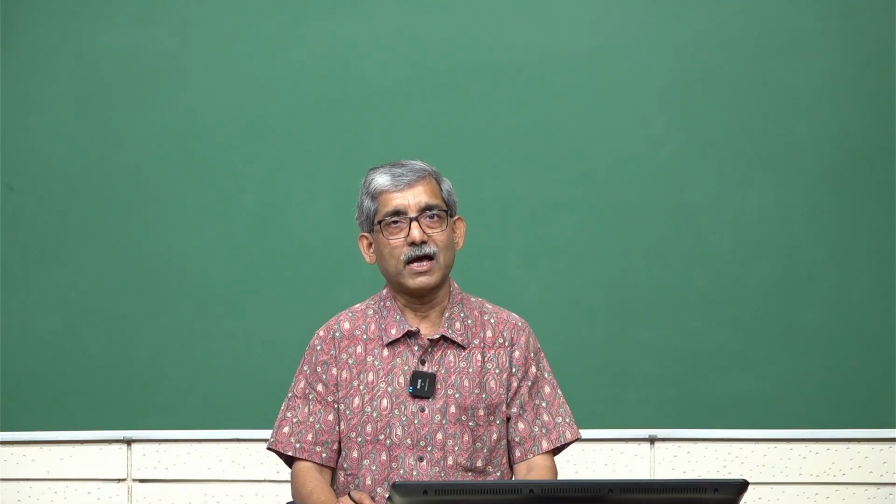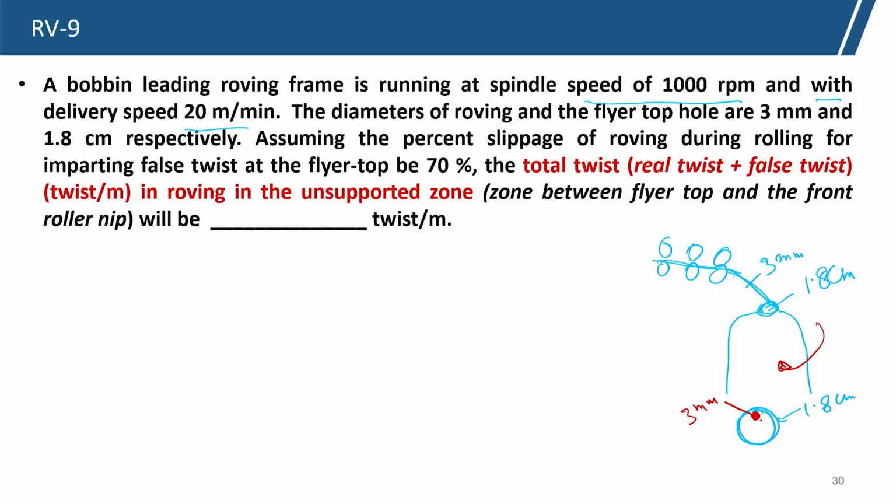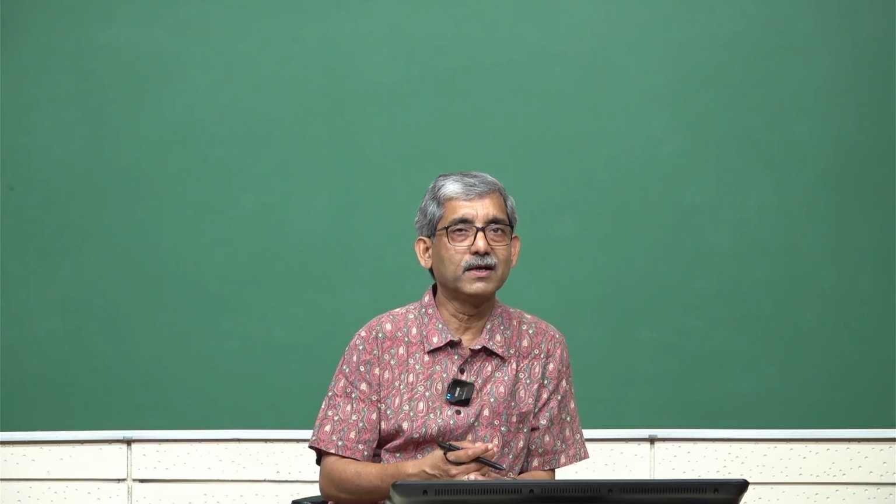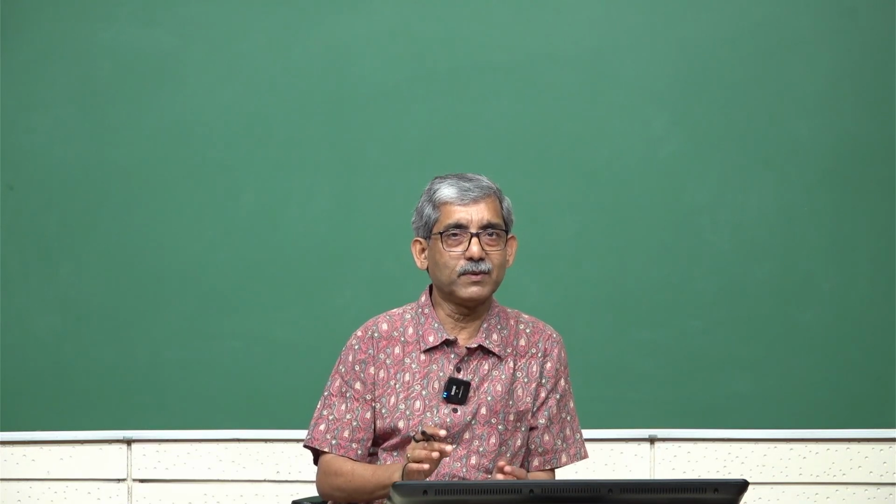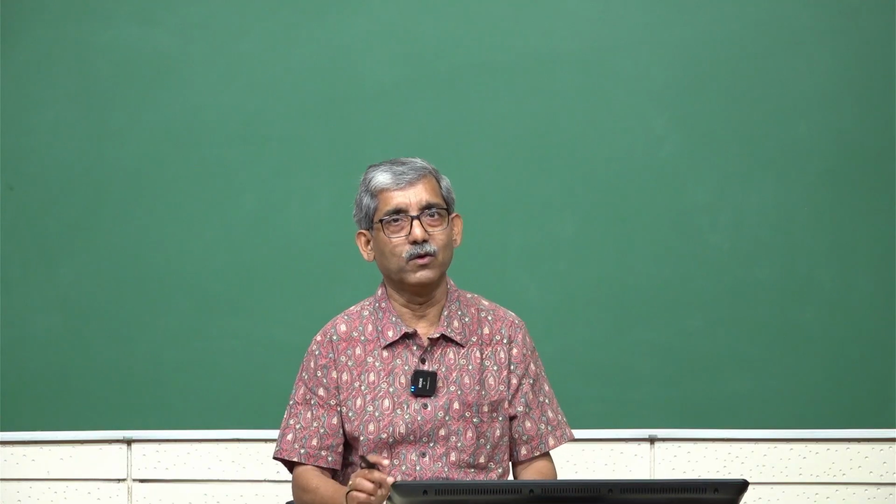Assuming the percentage slip of roving during the rolling, during imparting the false twist, is 70%. So, 70% slippage will be there, but 30% will be there for false twist. It can be 100% slippage if the flat top is smooth enough, but here it is 70% slippage, and 30% will roll.